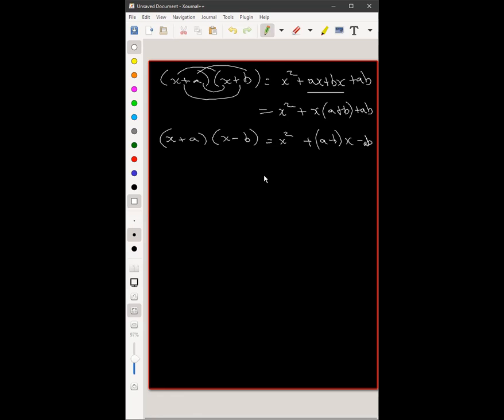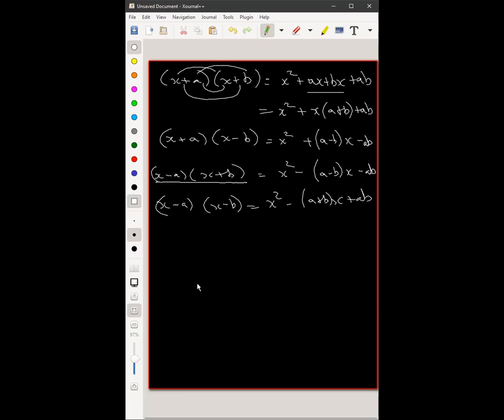Right? Now, if I have (x - a) into (x + b), we'll end up with x squared minus (a - b) into x minus ab. And lastly, if we have a minus on both sides, (x - a) into (x - b), we'll end up with x squared minus (a + b) into x plus ab. What I usually do is I don't mark these four formulas up, these identities. I solve it individually. I'll quickly solve this. It'll take me a maximum of 10 seconds.